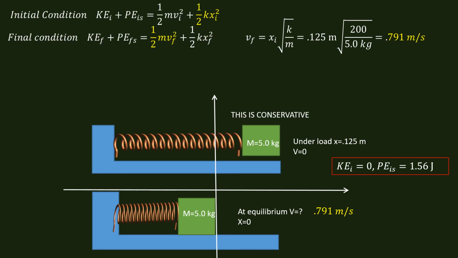Okay, so again, we have these two equations. The ones in yellow are the ones we need, and then we're going to take them, equate those together, and we're going to solve for V of f. Okay, here's V of f right there. So if we equate this to this and then solve for V of f, we get a velocity as the mass passes through the equilibrium point of 0.791 meters per second.